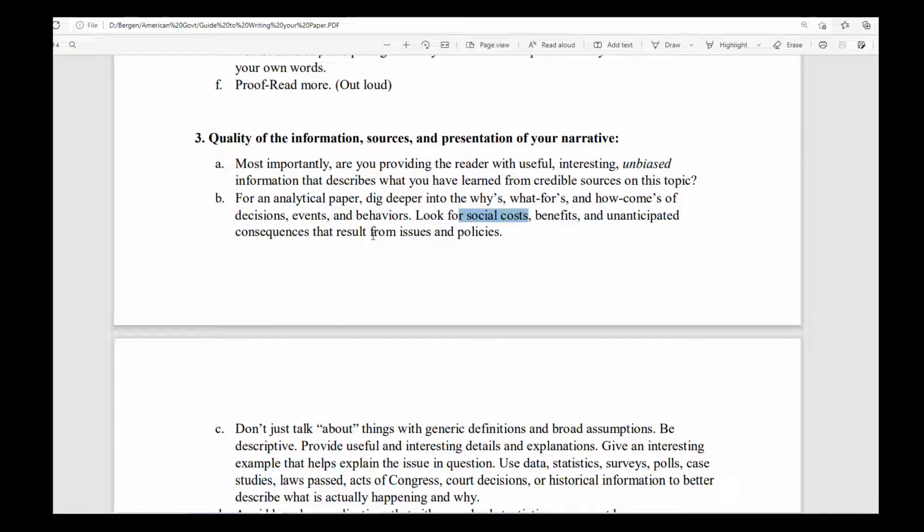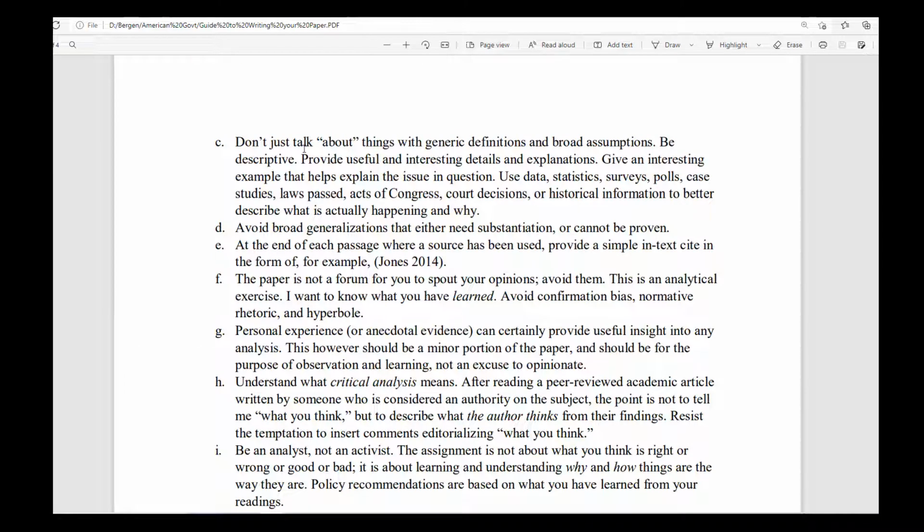You want to use information and be descriptive in telling me what you've learned, so you want to dig a little bit deeper. So you just don't talk about things with generic definitions and broad assumptions. You want to be interesting, be descriptive, provide details and explanations, examples that help explain what's going on. If you're talking about a particular issue, throwing a couple really vivid examples out there helps the reader understand what's going on.